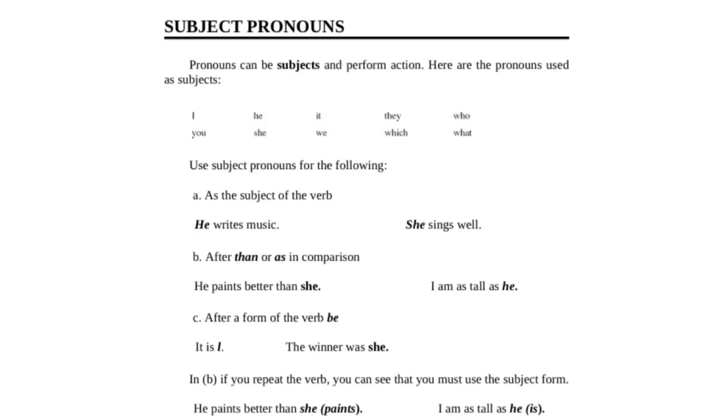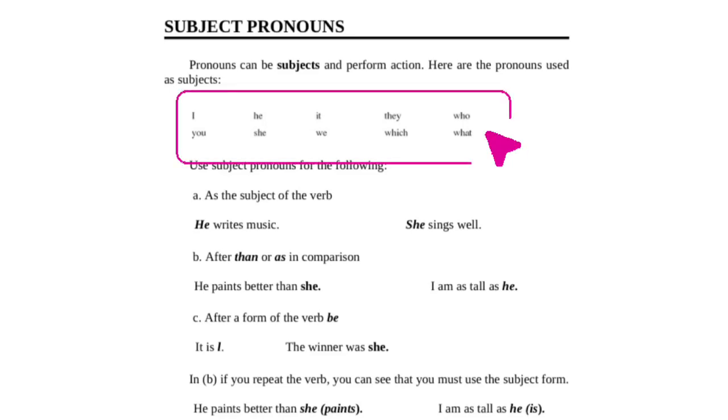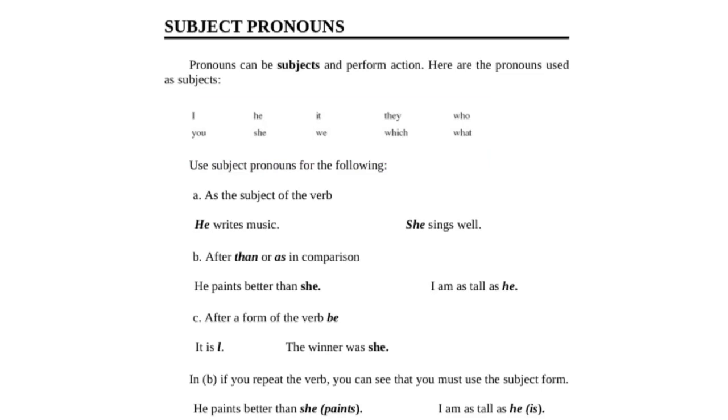So here are the pronouns that are used as subjects: I, you, he, she, it, we, they, which, who, and what. So we use subject pronouns in these following scenarios: as subject of the verb, he writes music or she sings well. Also you can use after than or as in comparison. So he paints better than she paints. I am as tall as he is. Or it could be after a form of the verb be. It is I, or the winner was she.